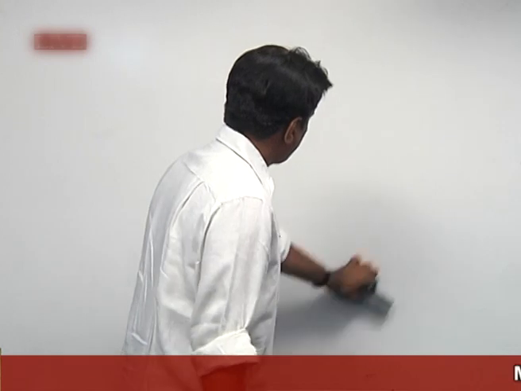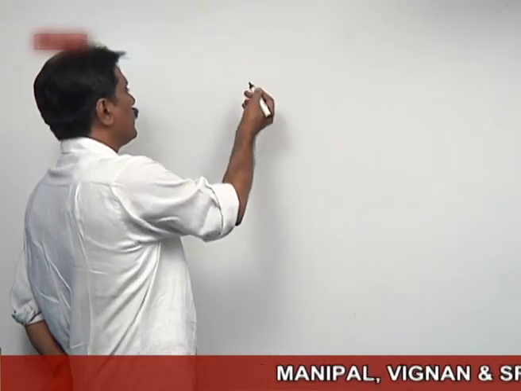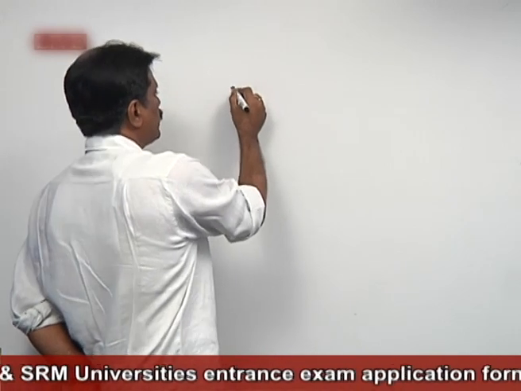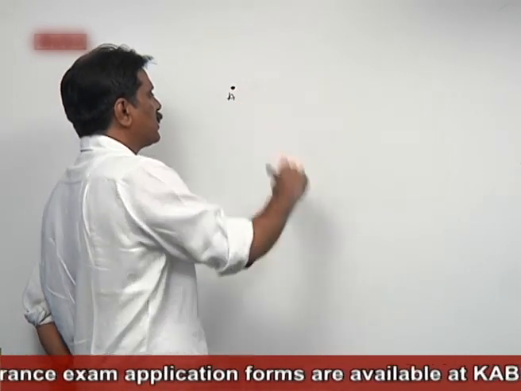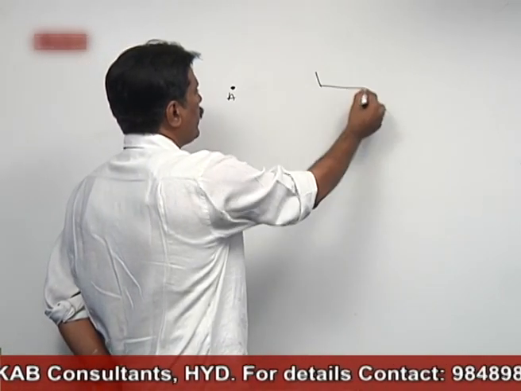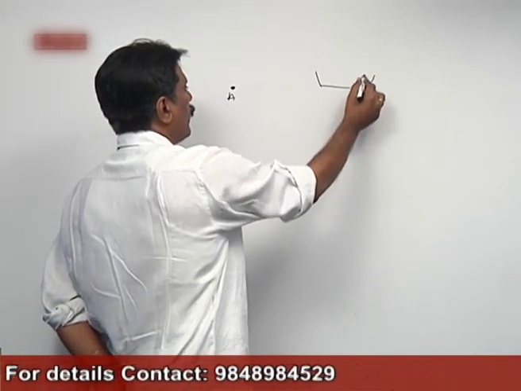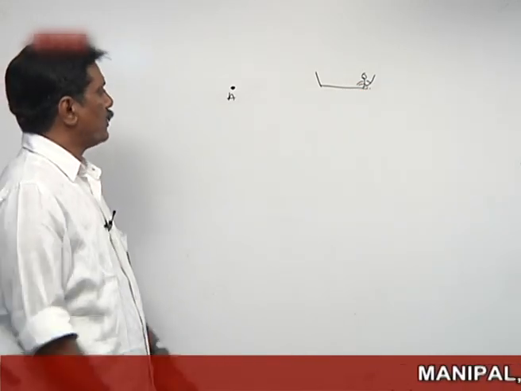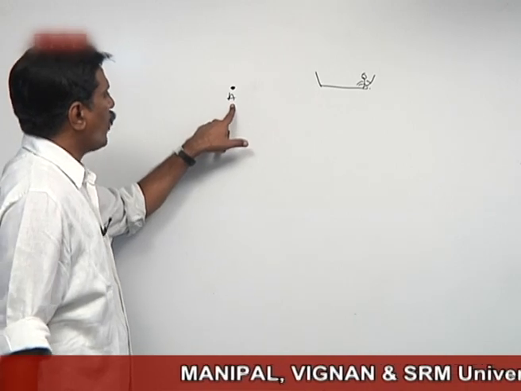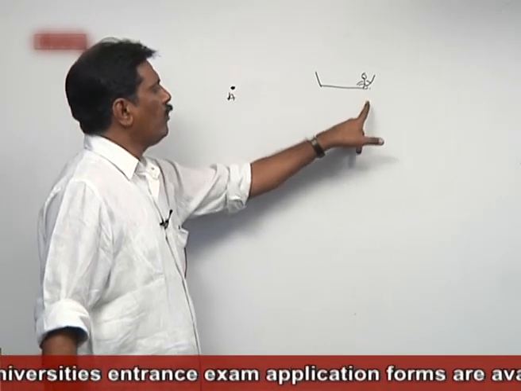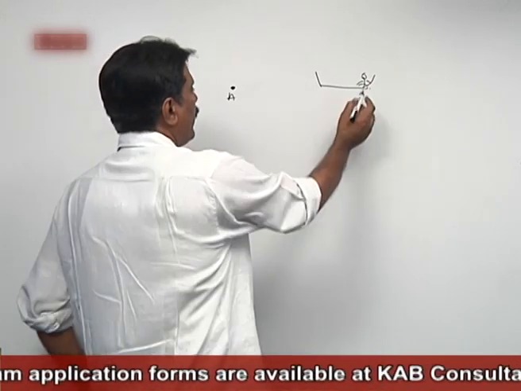Now, let us discuss another problem. Suppose this point A is a shore and a boat is in water. A man is standing in the boat. This point A is the shore, the boat is in water, and the man is standing here.